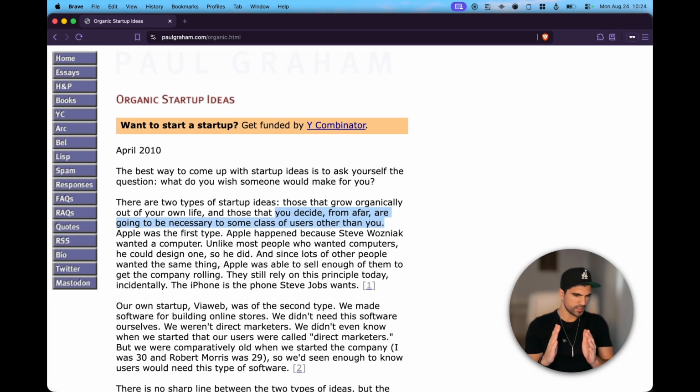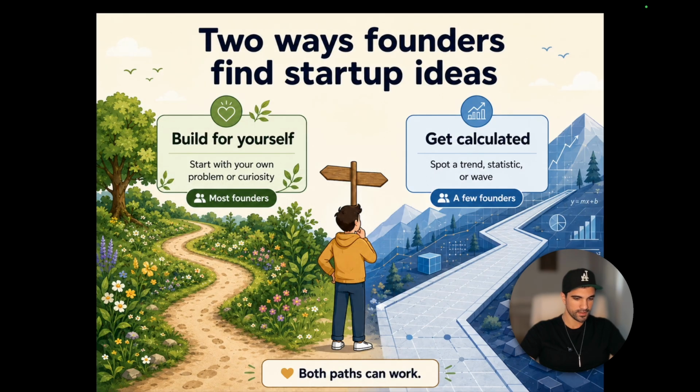And that describes the entire second path that Paul Graham talked about. In fact, I should do a diagram. Okay, I love this. I really, really love this. And you can see on the left, you have the build for yourself path. And on the right, the calculated path.